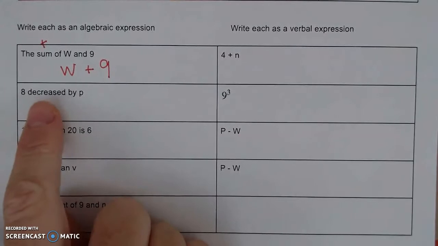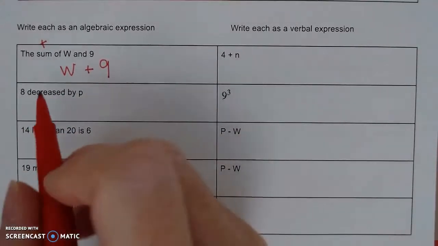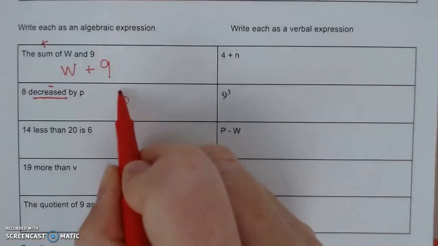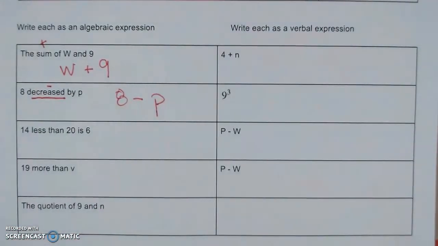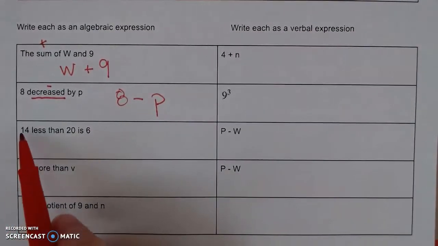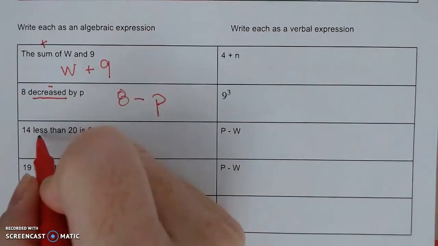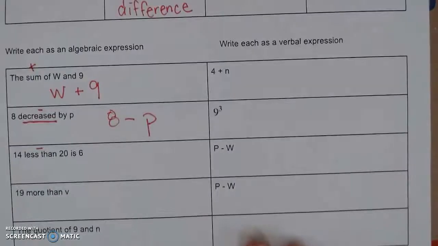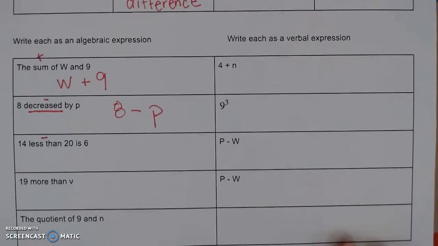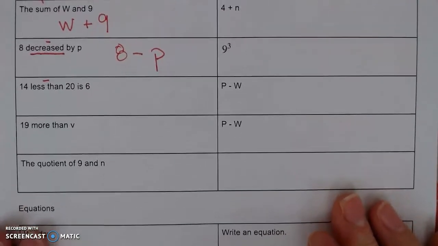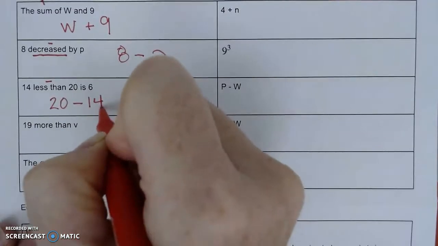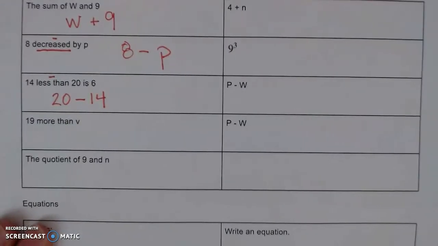So 8 decreased by P. Decreased stays in the same order, and it does mean to subtract. So we're going to write 8 minus P, and the order cannot change. 14 less than 20. This does mean to subtract, but remember we talked about less than actually means to subtract it from what they want. So 14 less than 20 is actually going to be 20 minus 14. The order does get reversed.